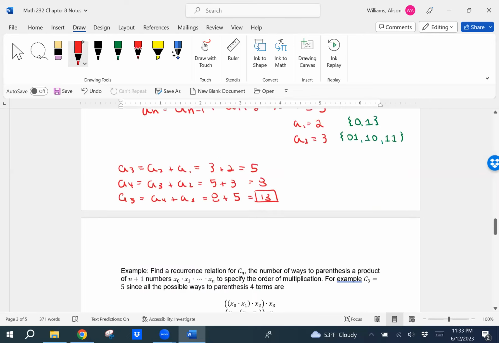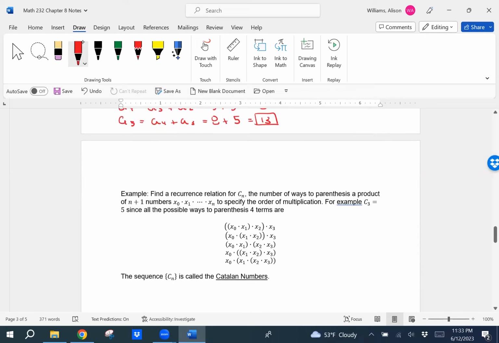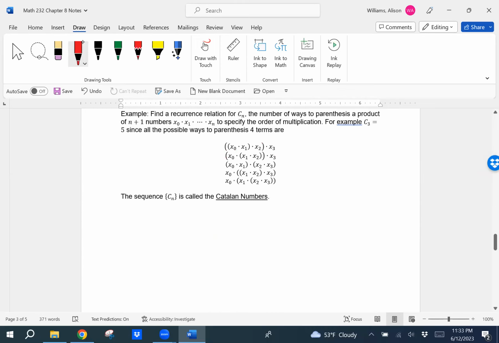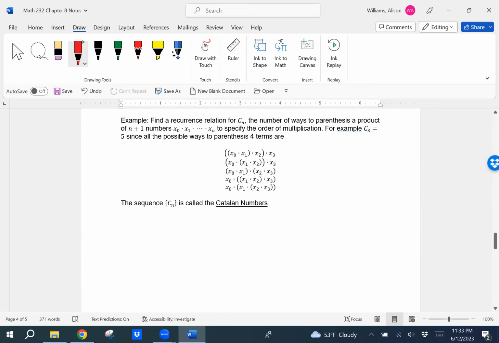All right. Okay, so this is another special recurrence relation. And these are the number of ways to place parentheses in a product of numbers. Now, note these numbers start with x sub 0 and go up to x sub n. So there's n plus 1 numbers. There's not n numbers because the x sub 0 counts as a number. And that helps to specify the order of multiplication.